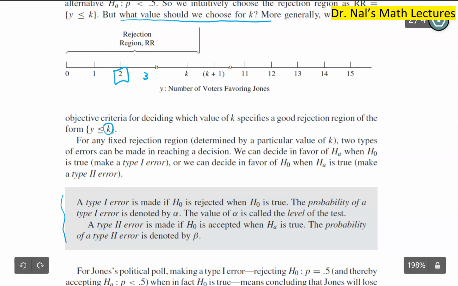Type 1 error is made if H0 is rejected when H0 is actually true. The probability of a type 1 error is denoted by alpha. The value of alpha is called the level of the test. Type 2 error is made if H0 is accepted while actually the alternative was true. The probability of type 2 error is denoted by beta.